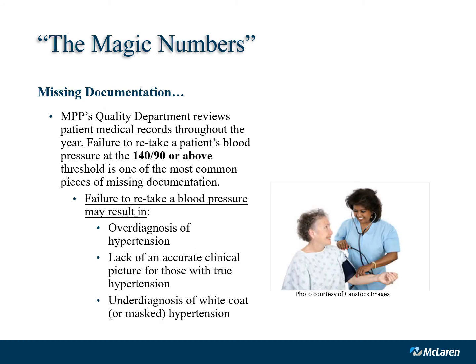Let's now go over missing documentation. MPP's quality department reviews patient medical records throughout the year. Failure to retake a patient's blood pressure at the 140/90 or above threshold is one of the most common pieces of missing documentation. Failure to retake a blood pressure may result in overdiagnosis of hypertension, lack of an accurate clinical picture for those with true hypertension, and underdiagnosis of white coat or masked hypertension.